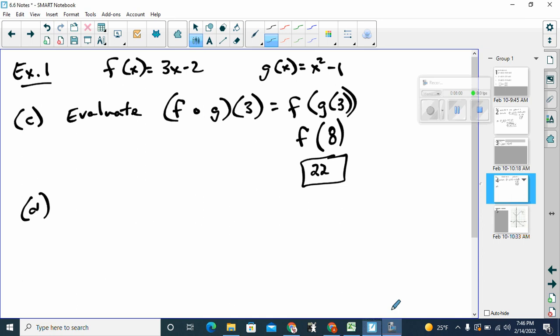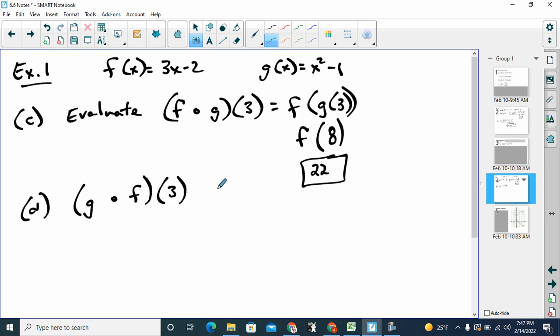Part D, let's evaluate g of f of 3. We did f of g of 3. Now we're just switching the order around. g of f of 3. Again, I would prefer to rewrite it like this: g of f of 3.